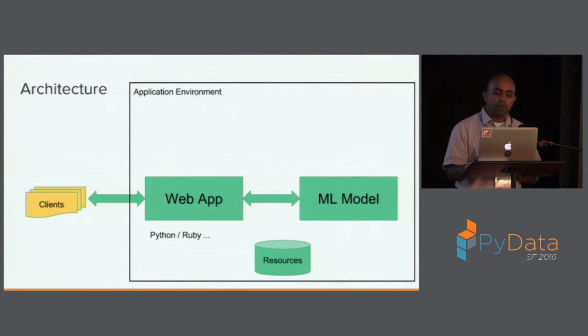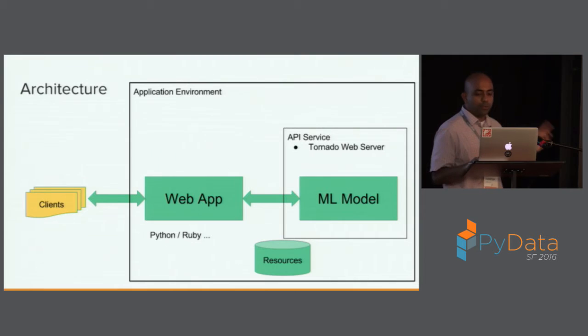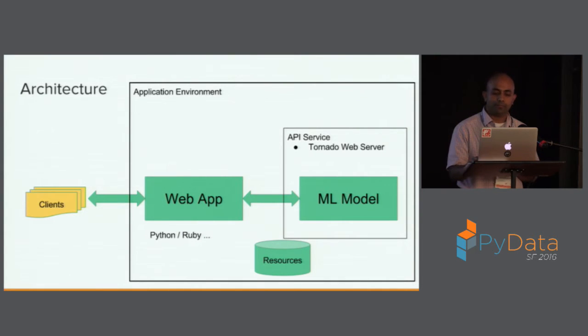Okay. And we're going to make the machine learning model accessible to the web app by wrapping it inside a micro API service. Okay? And in this case, we're going to use Tornado as a web server for it. And later on, I'll tell you why Tornado is a good choice for this.